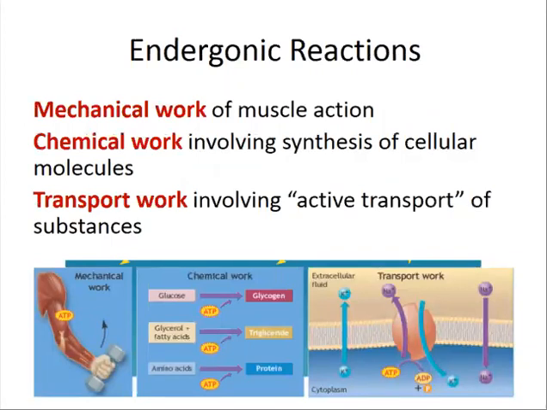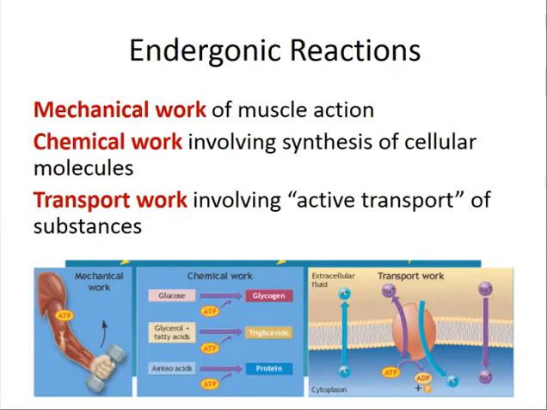A few examples of endergonic reactions. We have endergonic reactions for the mechanical work of muscle action. For muscle contraction, we talk about how ATP is utilized during contraction. Myosin ATPase allows the myosin head to break down ATP, perform the power stroke and pull actin, causing the muscle to shorten and generate force. We also have chemical work involving synthesis of cellular molecules.